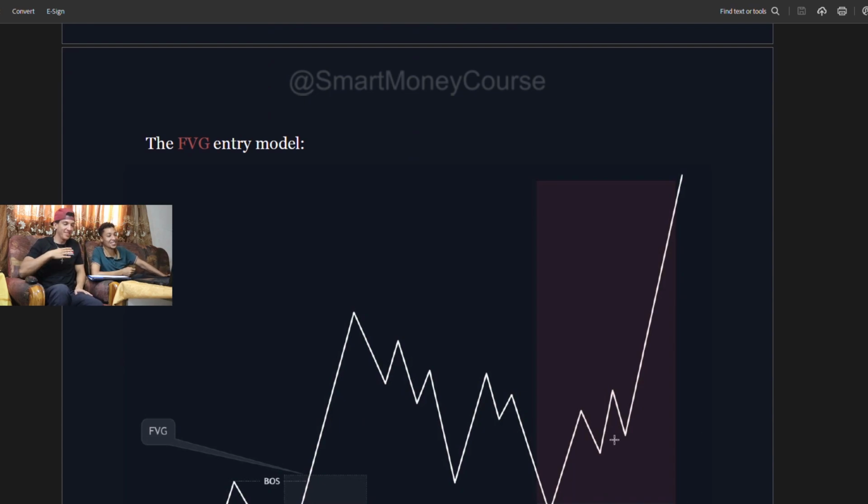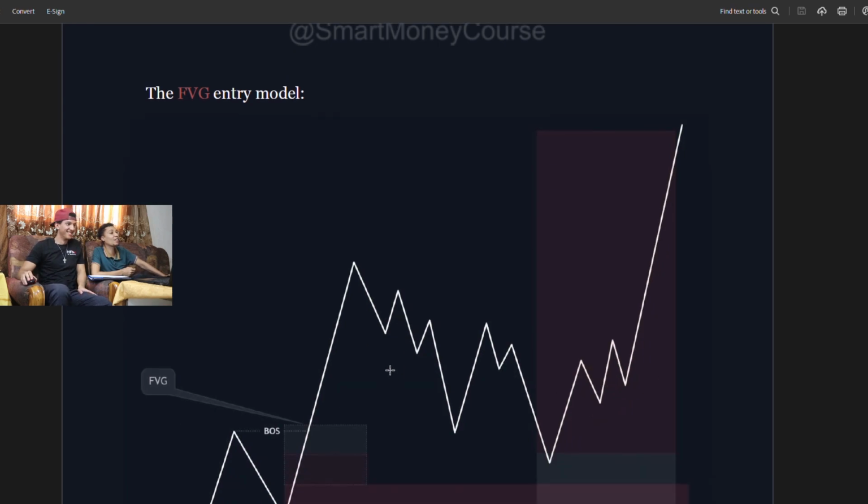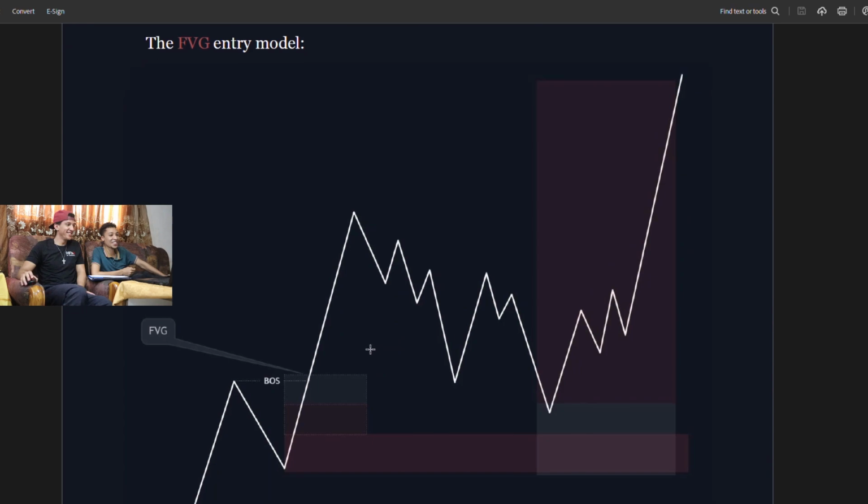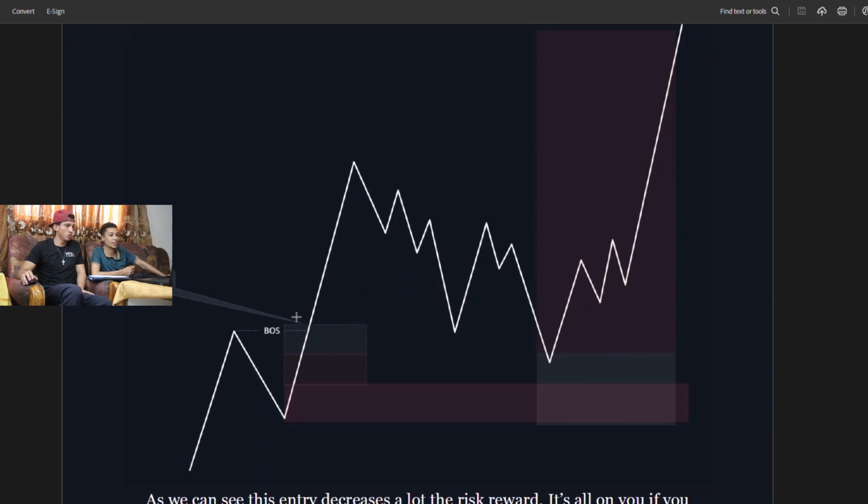Okay, the FVG or fair value gap is, as you can see, where there's a big candle on the upside. Well, I think we'll have an example of looking at a chart, but this is basically a fair value gap here.